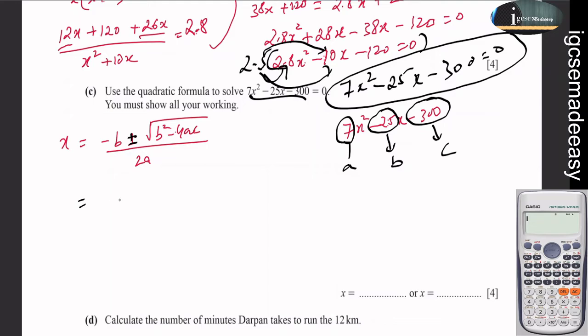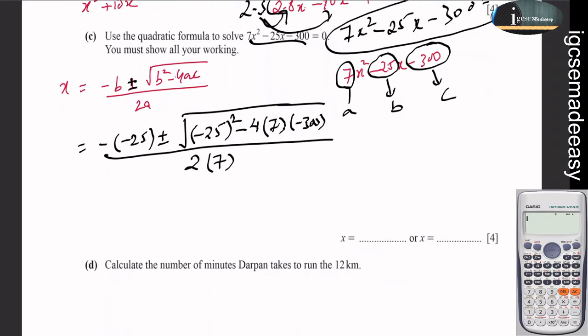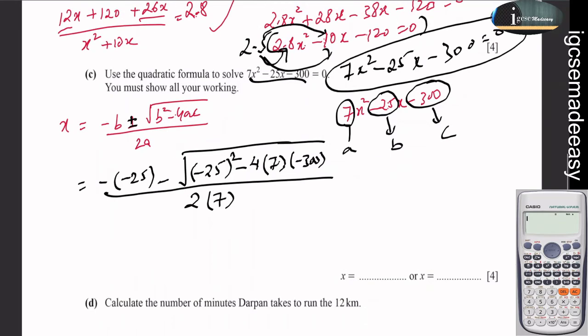So minus b is what? Minus of b is minus 25, plus minus under root of b square. B is minus 25 square, minus 4 into a, a is 7, into c, c is minus 300, right? And divided by 2 into a, which is 7. If I solve this with one of the signs, any one sign you can select, let's say I'm solving with negative first. I'll get the value of x with the negative one. Let's find out what is the answer.